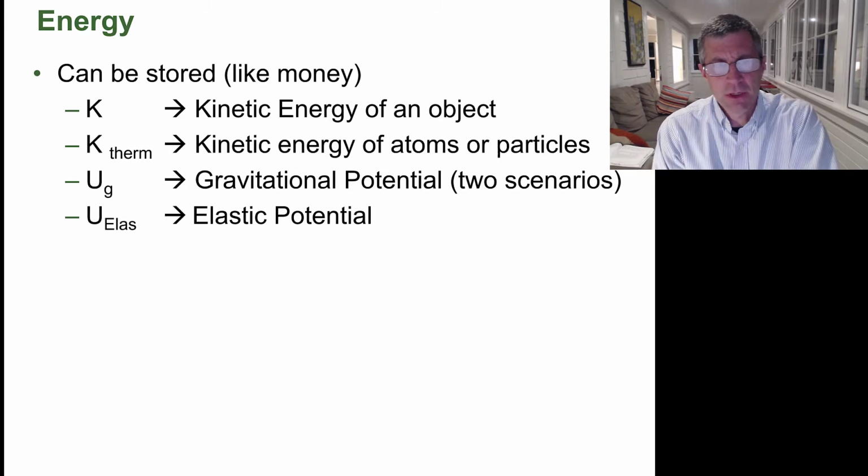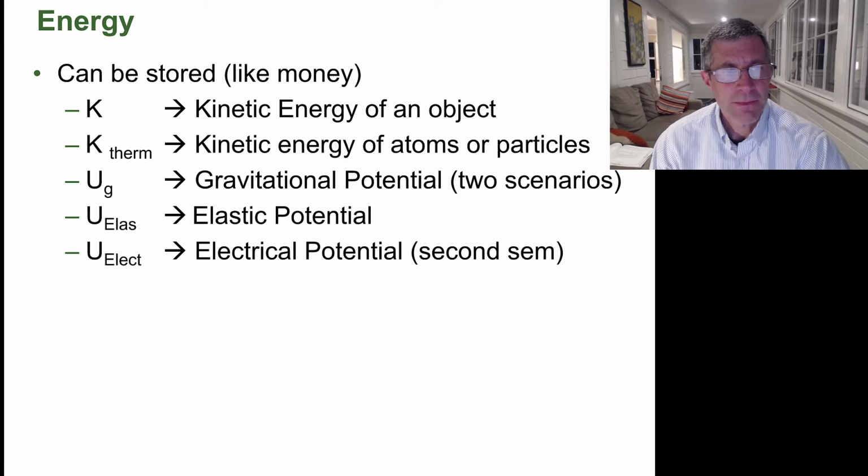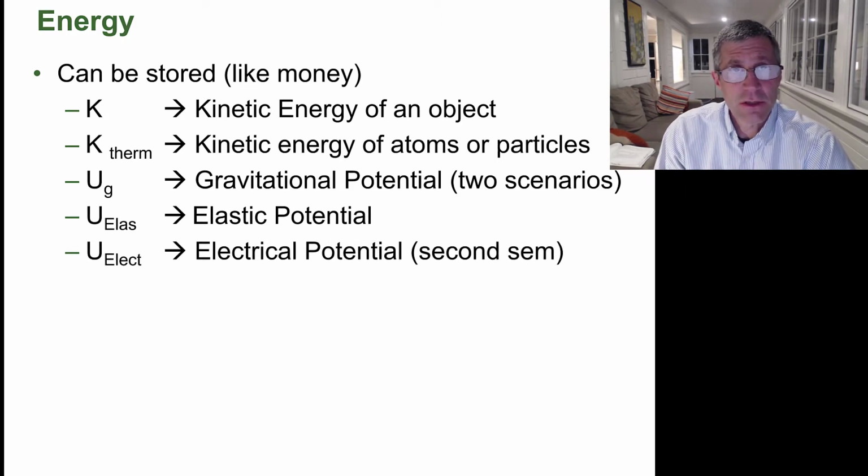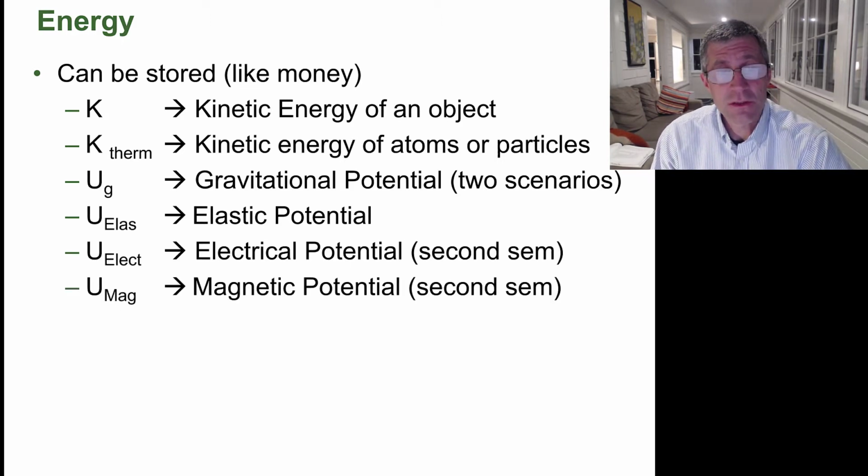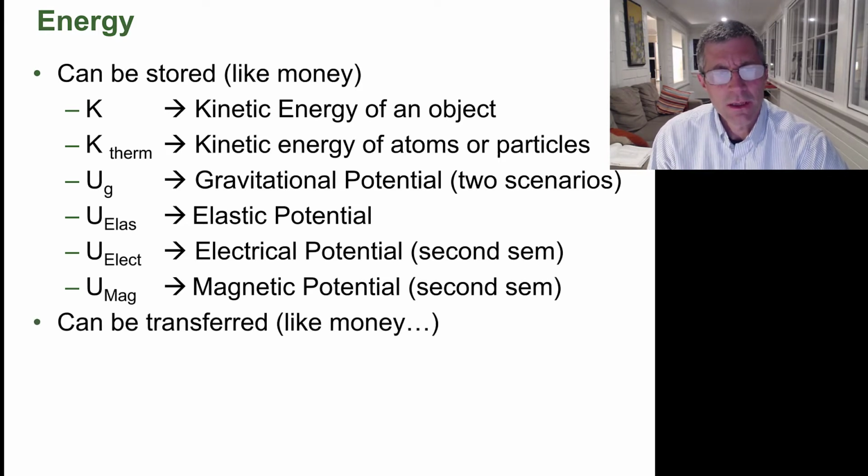We'll have elastic potential energy. So if there's a spring involved, for instance. And we'll have electrical potential energy, get to that in the second semester, and then finally we'll get to magnetic potential energy. So notice the potential energies all are U's, and kinetic energies are K's. We're going to have a couple different flavors of kinetic energy, but we'll get into that when we get into rotation. The key thing is, though, we're going to be shuffling things back and forth.